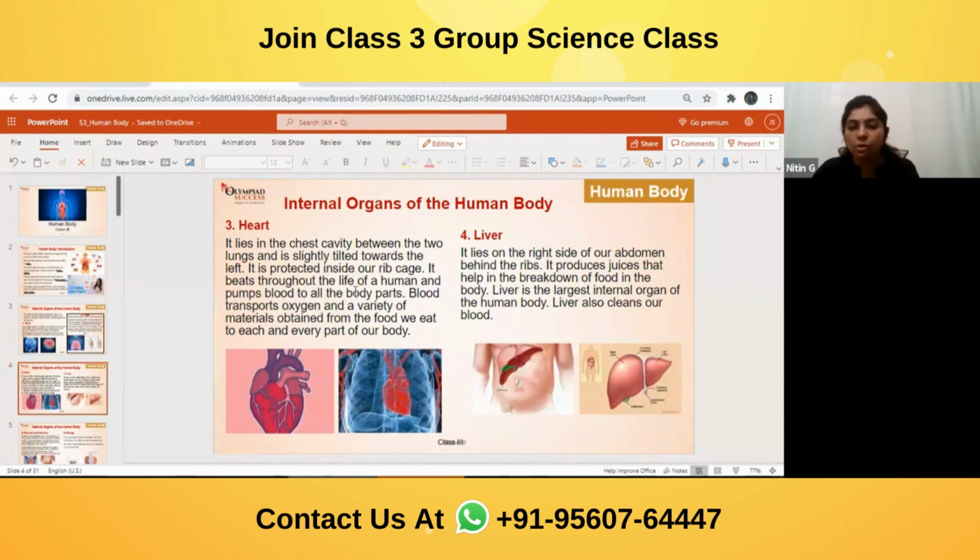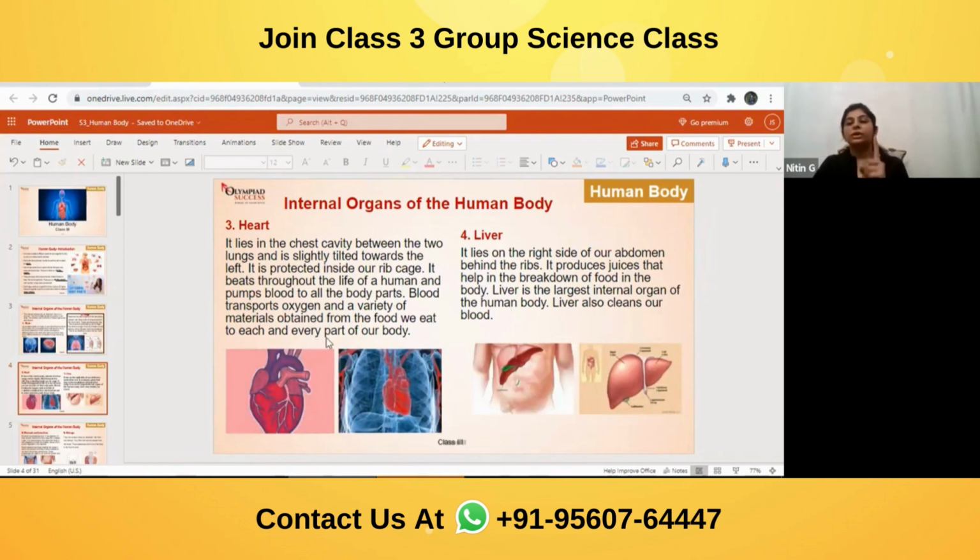It beats throughout the life of the human, till the time we die. The heart beats throughout the life of a human and pumps blood to all the body parts. Blood transports oxygen and a variety of materials obtained from the food we eat to each and every part of our body. So what is the function of the heart?